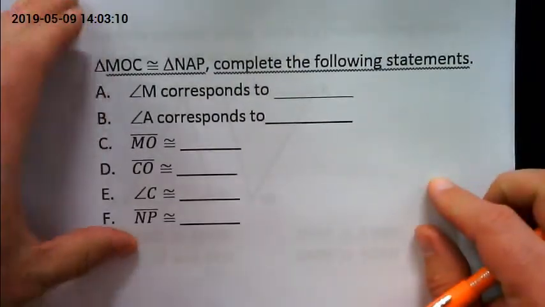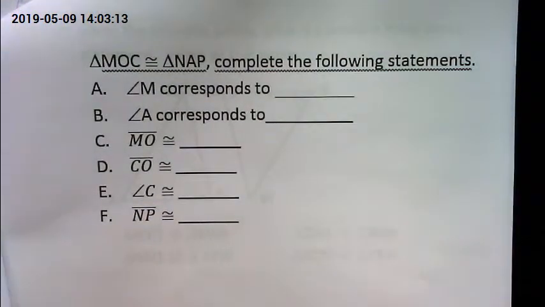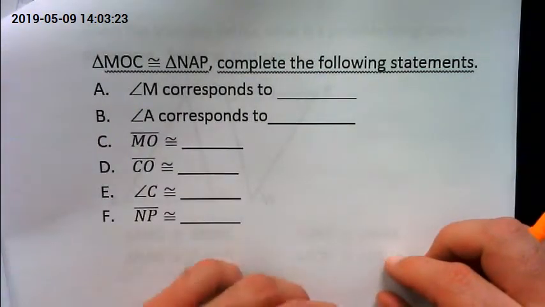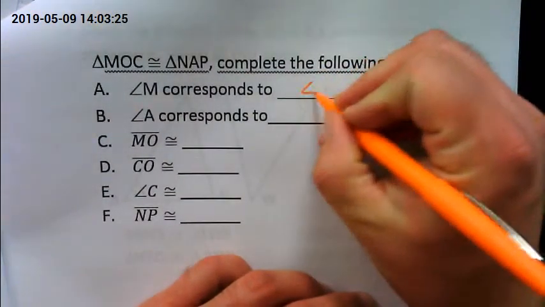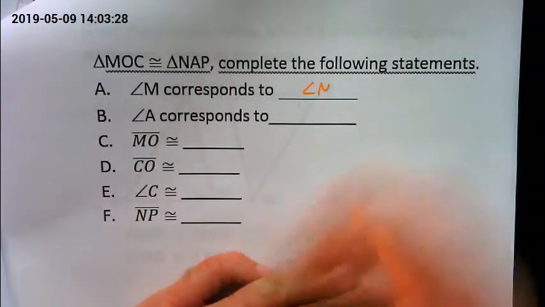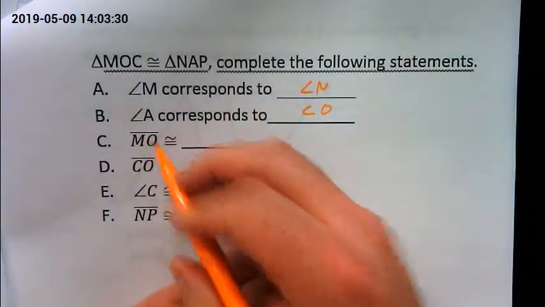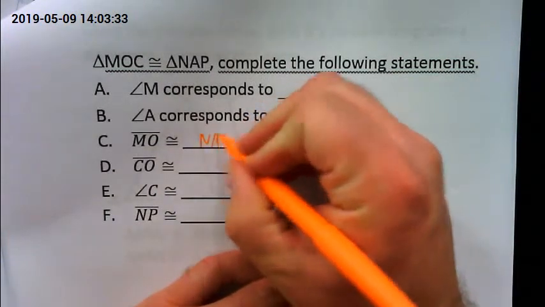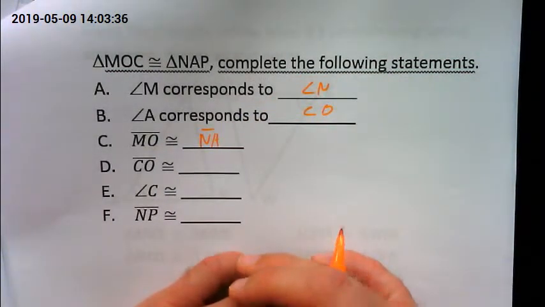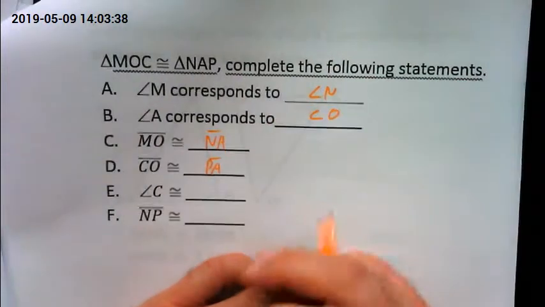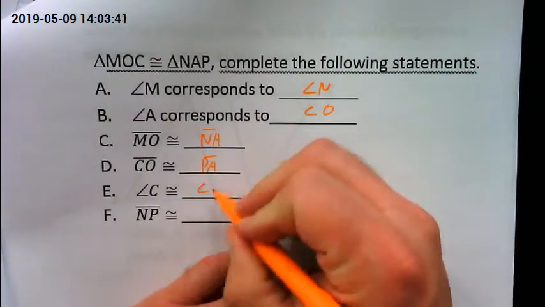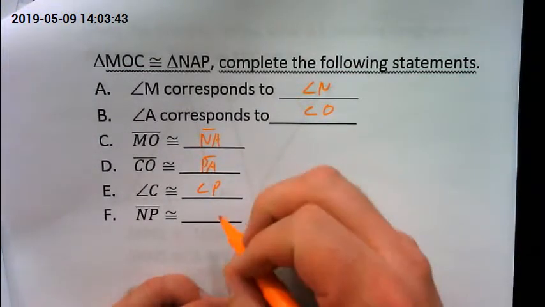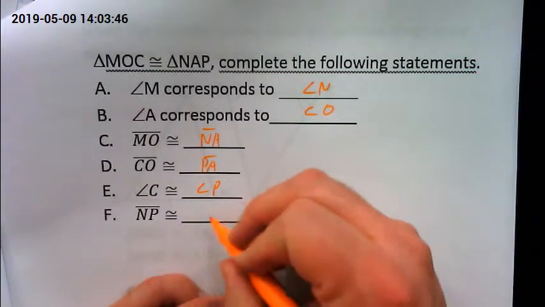So on here, now you have to put which one they correctly correspond to. Because when you write a congruency statement for triangles, it should tell you exactly how the parts are corresponding. So let's just go through this one together. What does angle N correspond to? N. What does angle A correspond to? O. M-O? N-A. O-C? P-A. Angle C? Angle P. And finally, NP is MC.